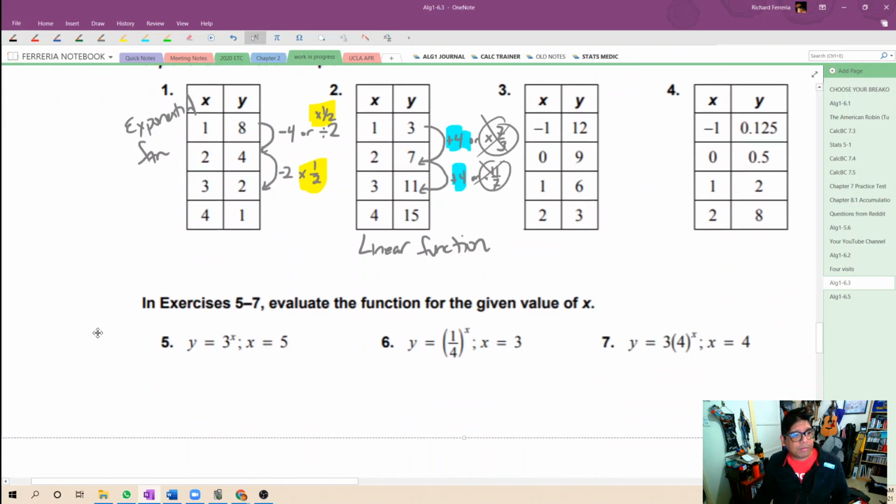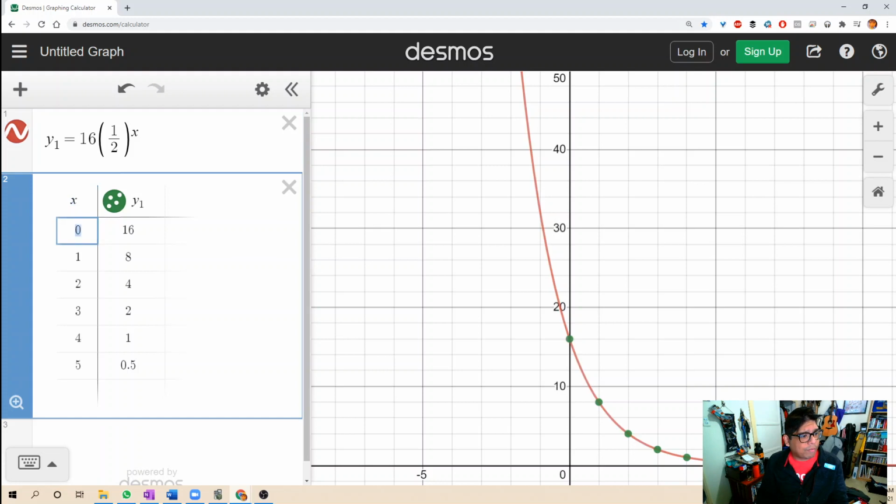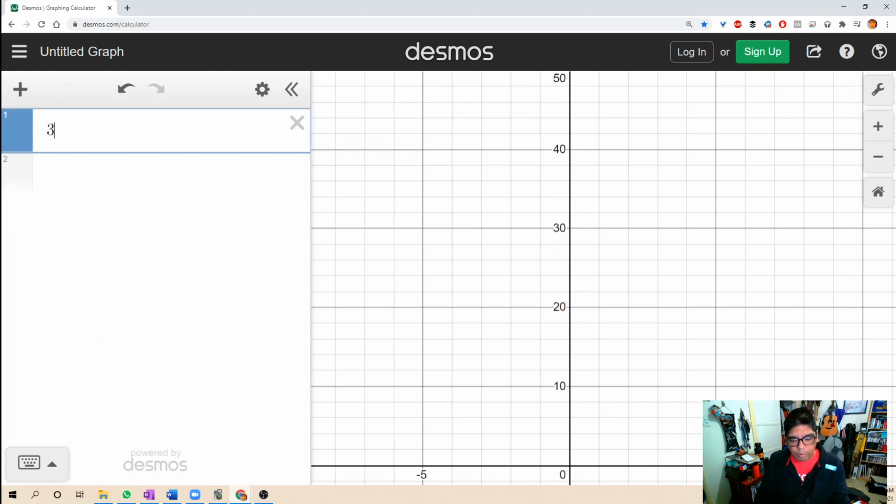Let's move on to the next set of extra practice. It says to evaluate the function for the given value of x. These aren't terribly difficult, I don't think. You've got y equals 3 to the x and x equals 5. So that gives you an opportunity to substitute 5 for x. So we have y is equal to 3 to the 5th power. And what is 3 to the 5th power? Well, go ahead and grab your calculator. My calculator is Desmos. Let's see, what is 3 to the 5th power? 3 exponent 5, that's 243.